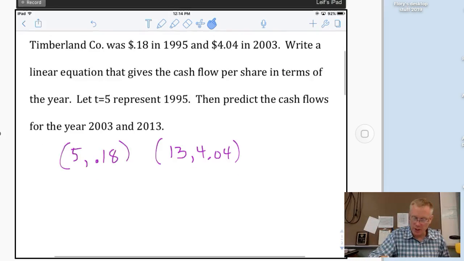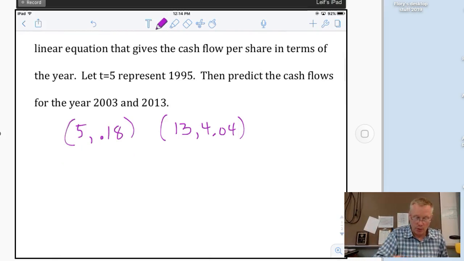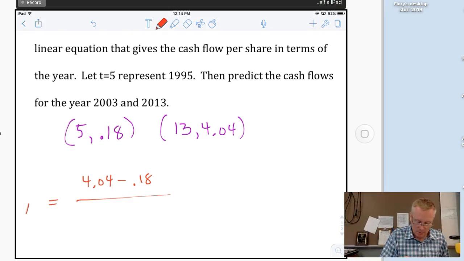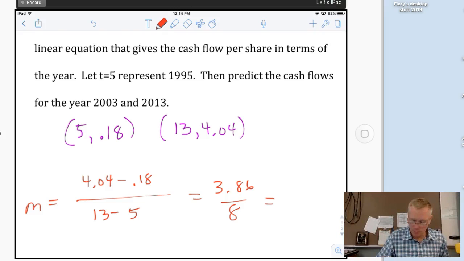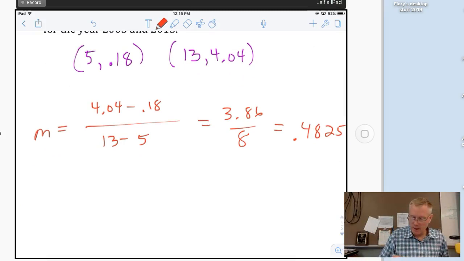So I need the rate of change, all right, which is slope. So the first thing I'm going to do is do my slope of 4.04 minus 0.18. This is y2 minus y1 over x2 minus x1, okay? And when you punch that into there, you get 3.86 over 8, which is 0.4825. Be exact with that. Okay, so next. That's my slope.